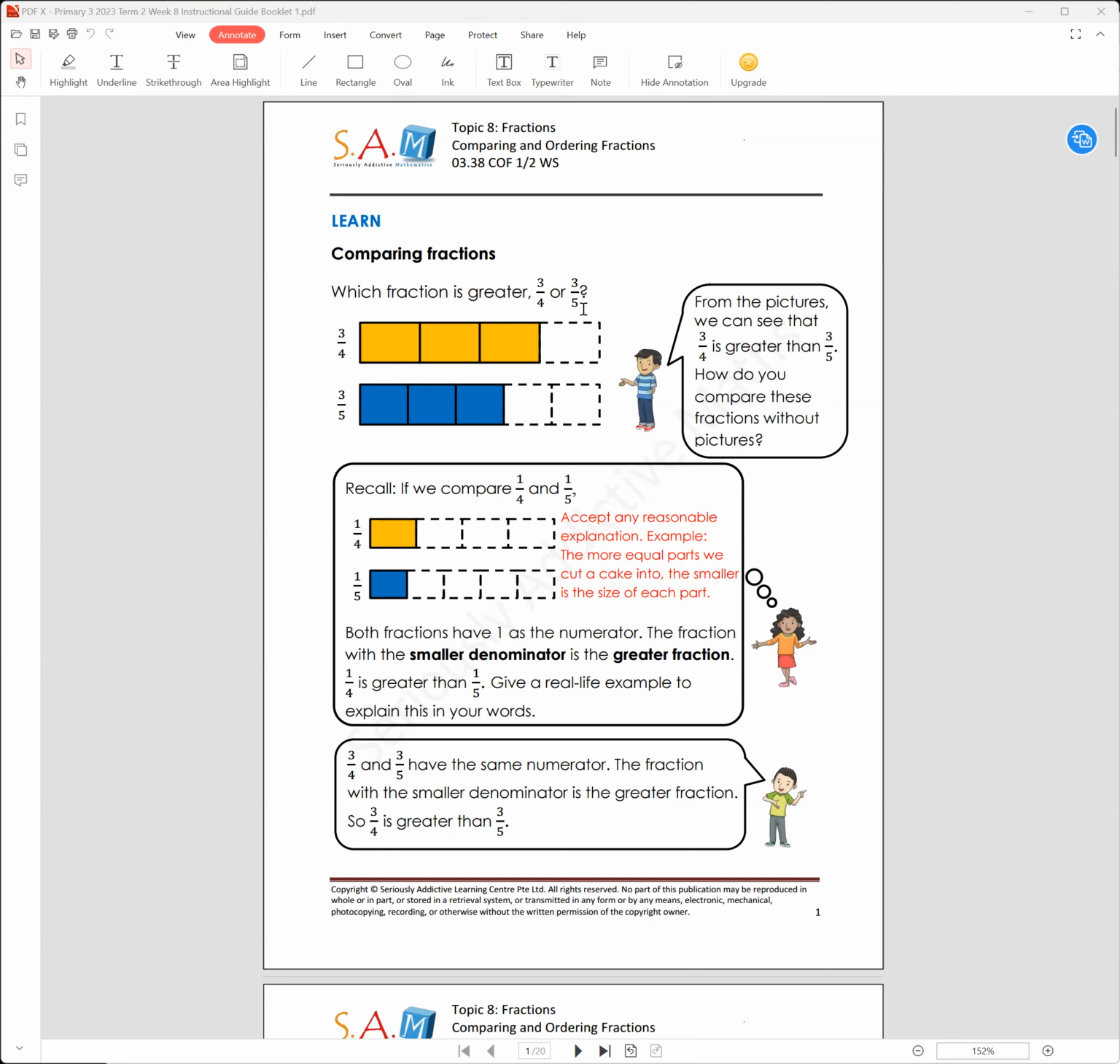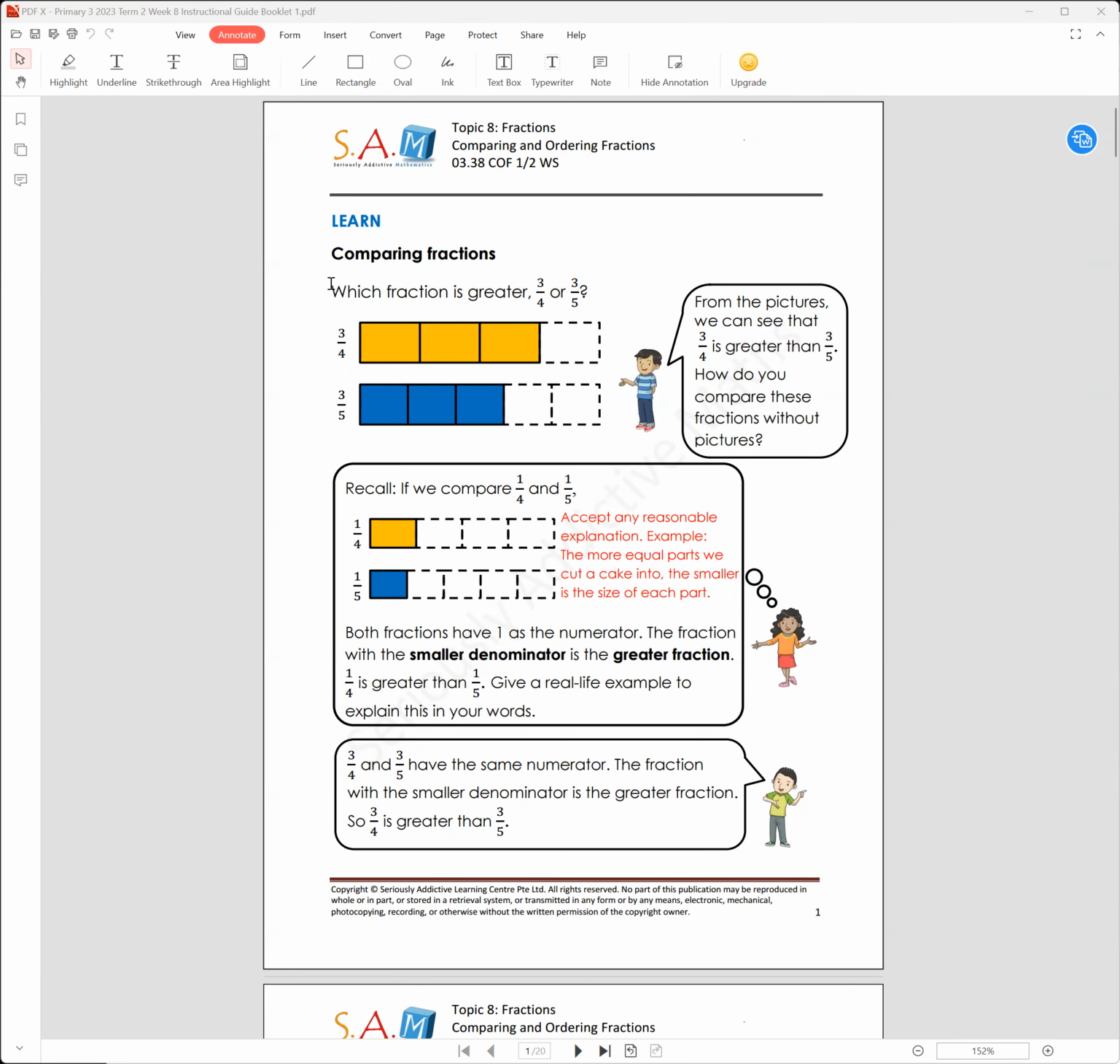Based on whatever they're shown on page 1 here, 3 out of 4 or 3 out of 5, which is greater? So remind them that, when the numerator is the same, right, you can compare the denominator, right? If the numerator is the same, the smaller the denominator, the larger it is.